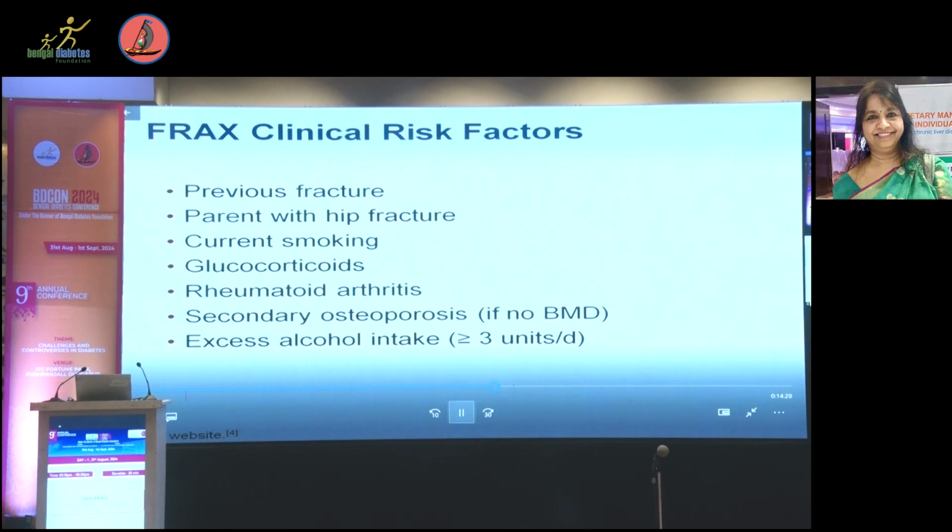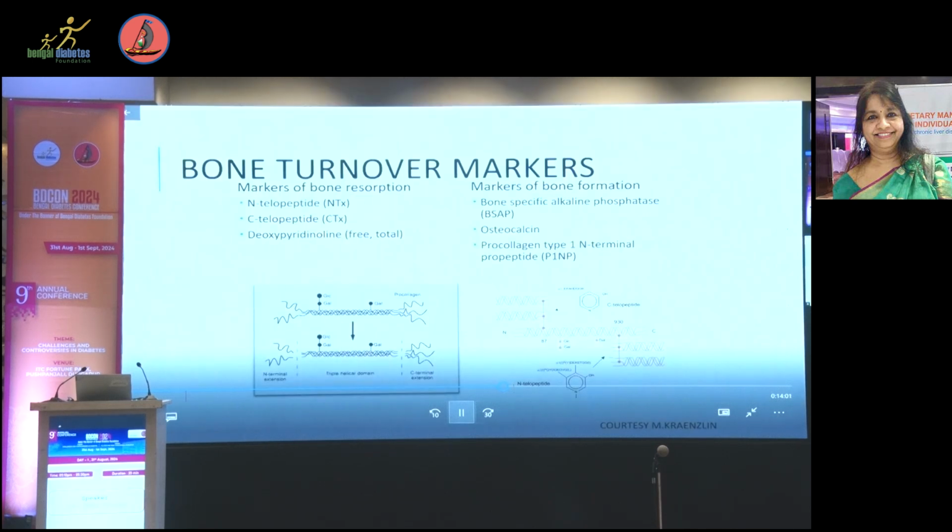And the clinical risk factors are previous fracture, parent with a hip fracture, current smoking, glucocorticoids, rheumatoid arthritis, secondary osteoporosis with no BMD, excess alcohol intake more than 3 units per day. It doesn't give, as you can see, there's no diabetes in this. So if your patient has diabetes, you can use rheumatoid arthritis as a surrogate and calculate the risk score.